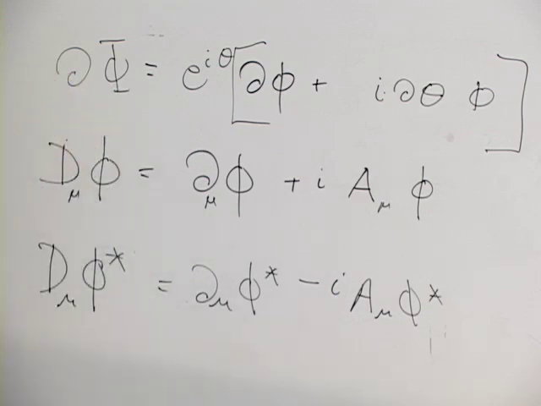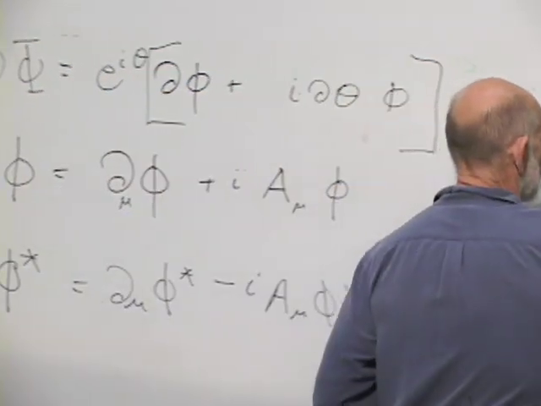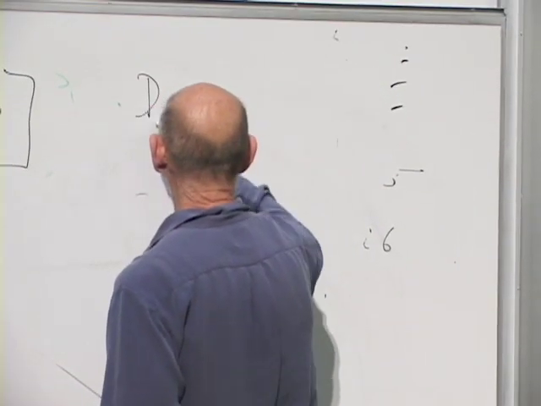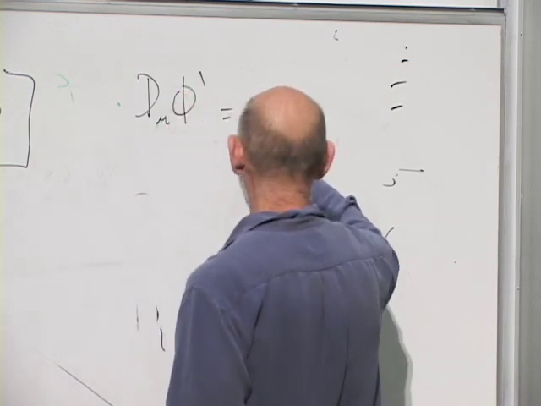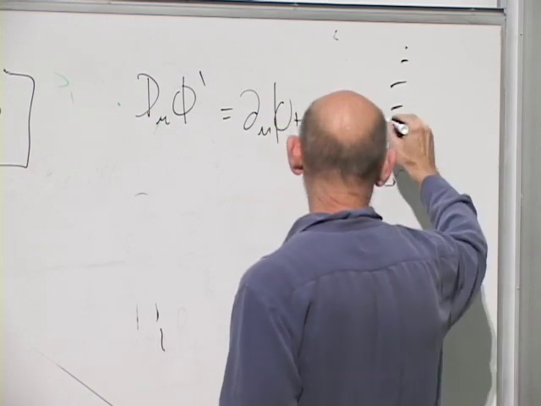Okay. Now I assert, easy to check, that the relationship between the covariant derivative of phi and the covariant derivative of phi prime is very simple. All you have to do is evaluate the covariant derivative of phi. Let's write down what the covariant derivative of phi prime is. Well, it's exactly the same, except you stick primes everywhere. D mu phi prime is just equal to d mu phi plus i A prime times phi.